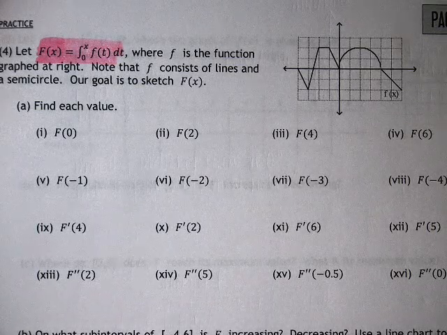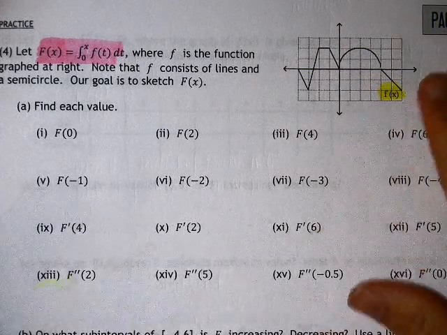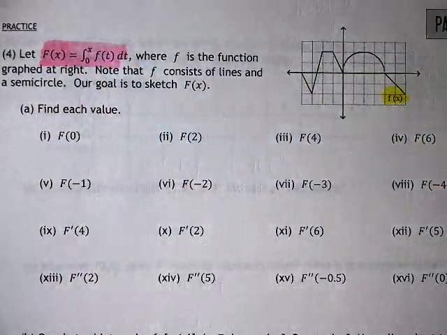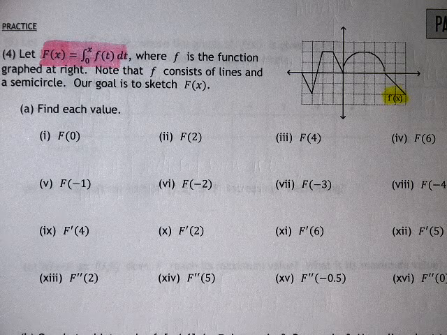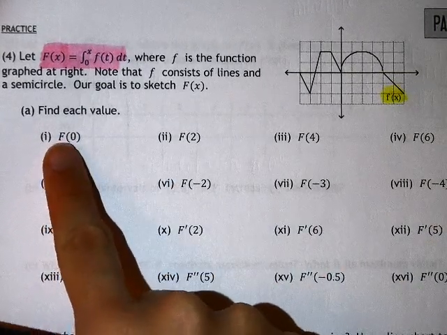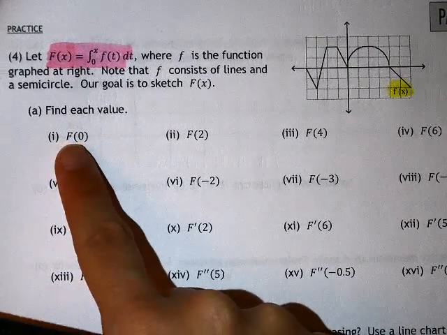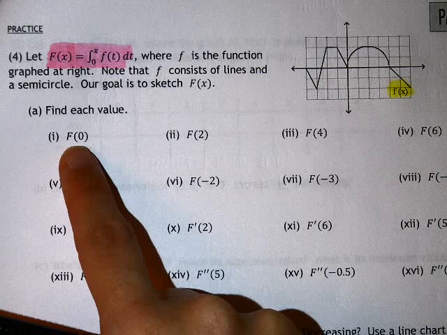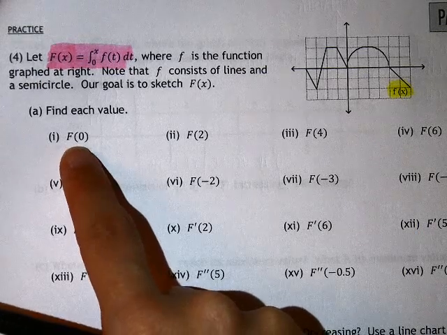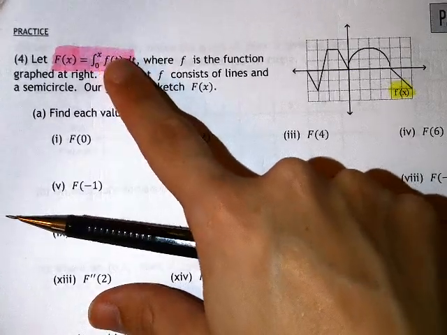So I'll just make sure that it's absolutely clear. Little f is going to be the graph. Big F is going to be the integral function. When we do each of these problems, we'll need to make sure that we're looking carefully at which function they want us to work with. For instance, in number 4, letter A, part 1 wants big F of 0. So that means we're going to have to look carefully at the big F function in order to calculate this value.